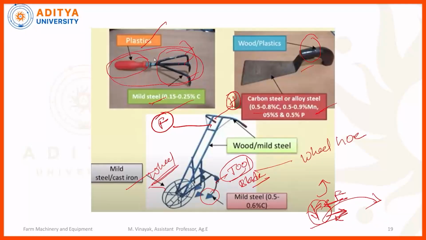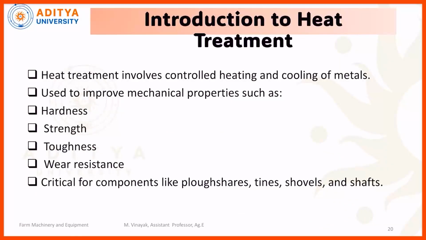So the soil engaging tool or soil interacting tool is made up of mild steel, with carbon percentage ranging from 0.5 to 0.6. Okay. We are not metallurgical engineers, we are agricultural engineers. So we need to know the basic terms and basic functionality related to the materials. For that purpose, some small chapters are there in the farm machinery and equipment lecture, before going next to the introduction to heat treatment. Okay, right.